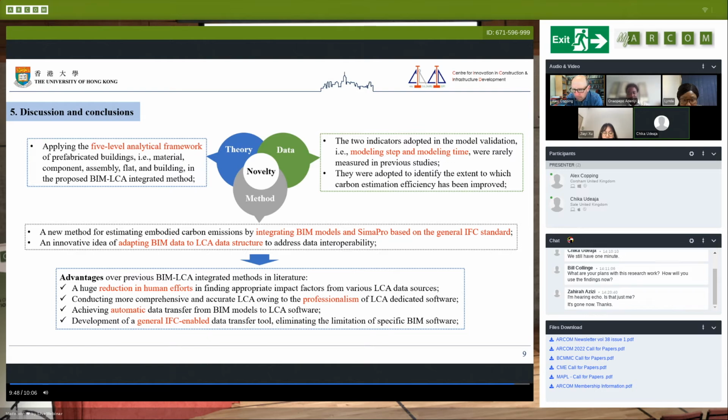Overall, this paper contributes to smart embodied carbon estimation and facilitates the quick feedback of embodied carbon emissions during the design phase to support building design efficiency.